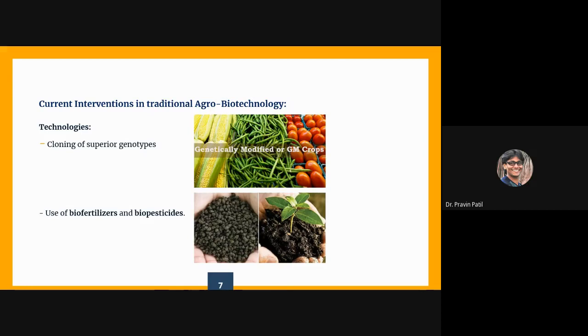Then there is another option where we use biofertilizers and biopesticides. So instead of using these chemical fertilizers, we use biofertilizers, which originate from a biosource.